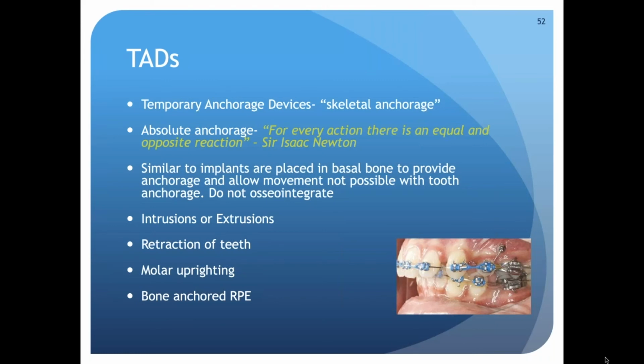So by using skeletal or absolute retention, we can put all that force more efficiently just on the teeth. So these are really good for intrusions or extrusions, retracting teeth, very good for molar uprighting. And then if you're doing rapid palatal expansion, you can actually place some bone anchors in the palate and use it for that as well.